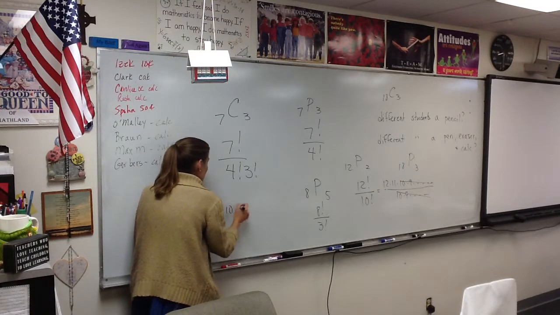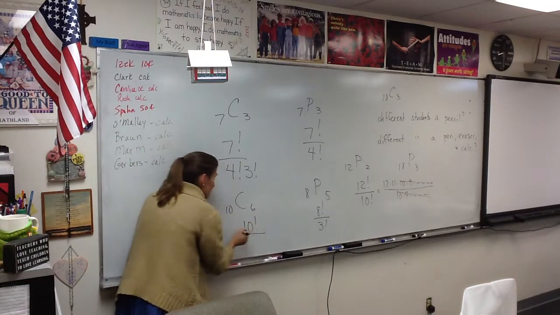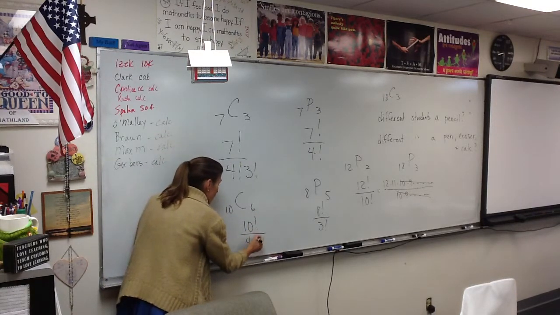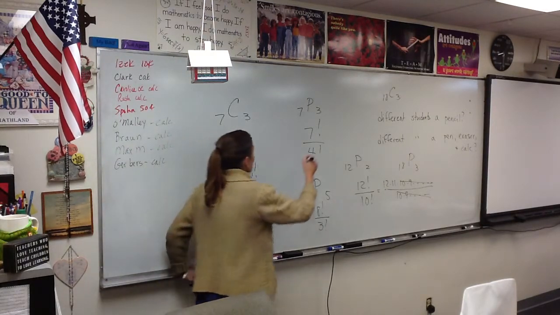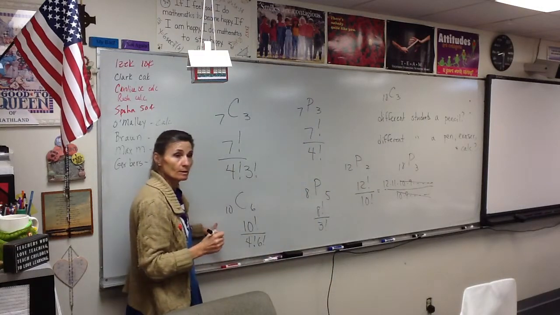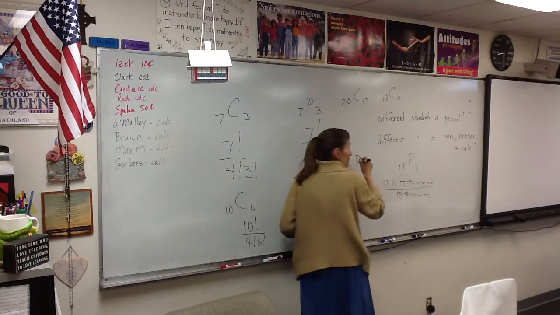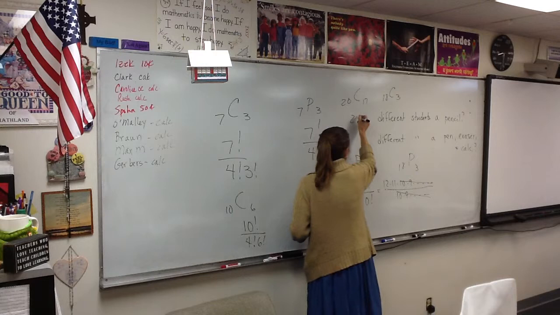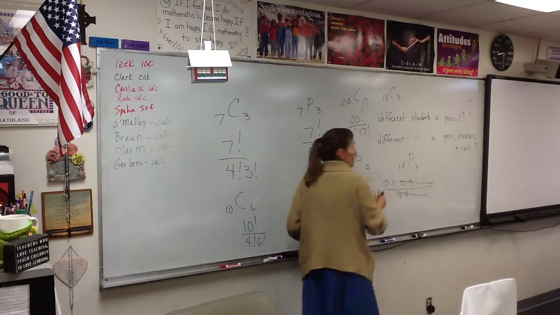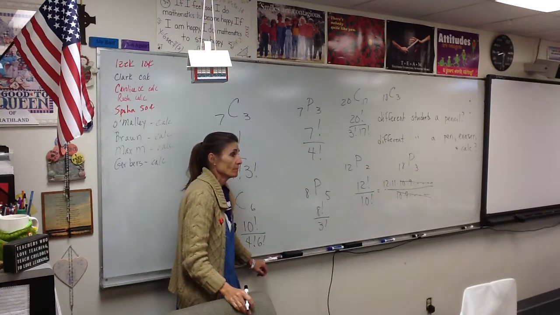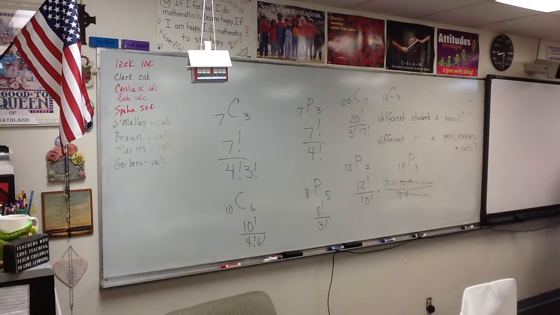So if I had 10C6, that would be 10 factorial divided by what? 4 factorial, 6 factorial. If I had 20C17, that would be 20 factorial divided by 3 factorial, 17 factorial. Very, very good. Okay? Now, I know we're going to do a couple card problems here in a second.